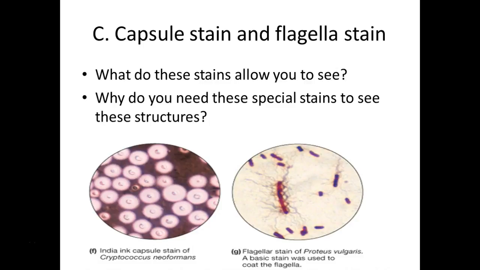So when we do this in lab, it's actually a two-step procedure. We stain the background, then we stain the cells. And what's not going to get stained is the capsule, if it's there. So that's why we've got to use this special technique, because you're not going to be able to visualize these otherwise.